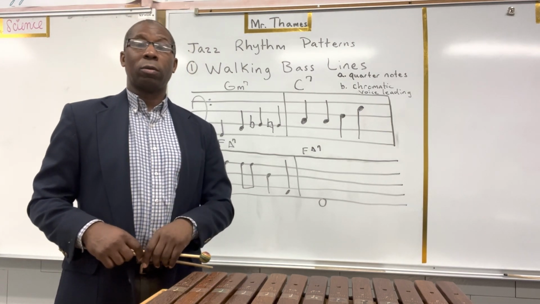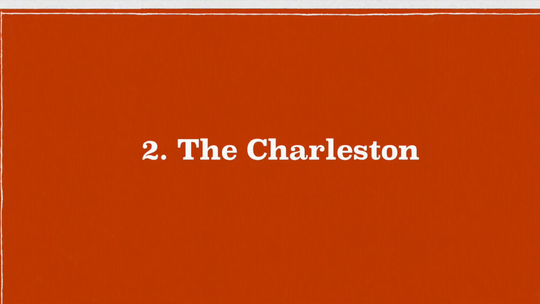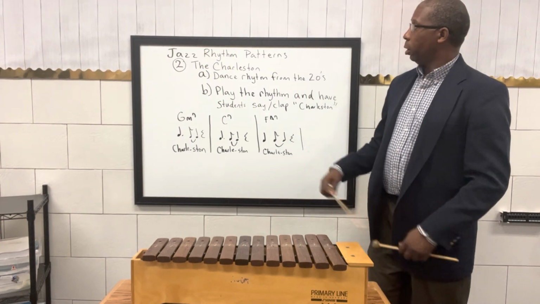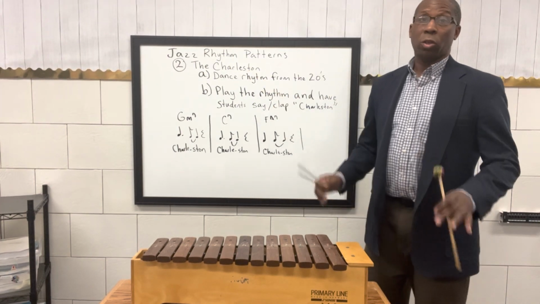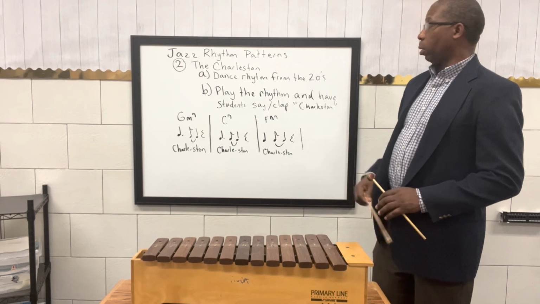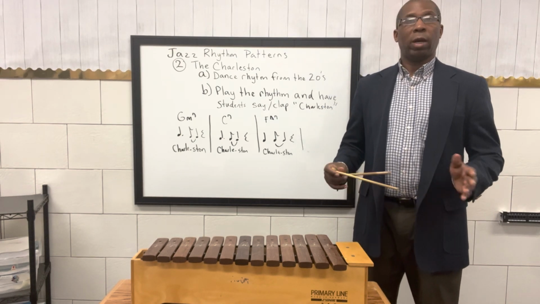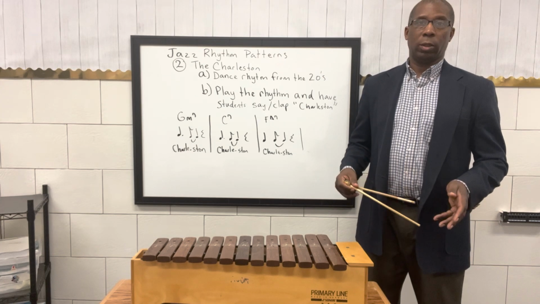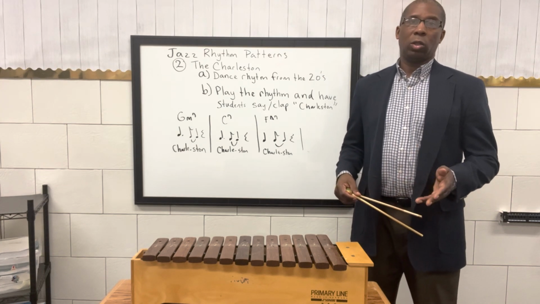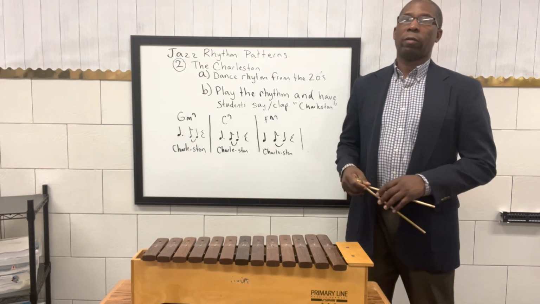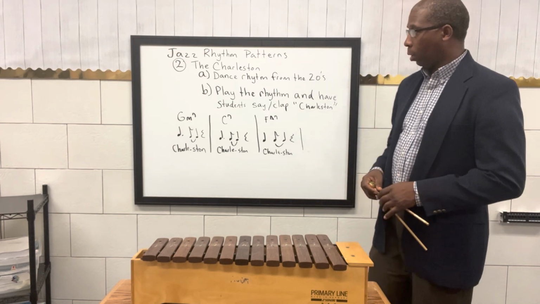Okay, we're going to move on to the next jazz rhythm. The second jazz rhythm pattern is the Charleston. Now, the Charleston is a dance rhythm from the 1920s that was made famous by the composer James Johnson. They called it the Charleston because they would dance this in Charleston, South Carolina. It became a dance craze.